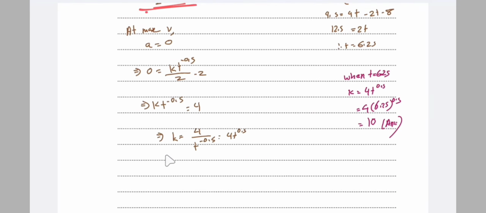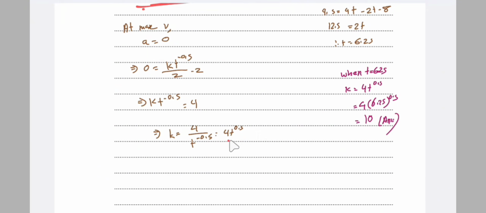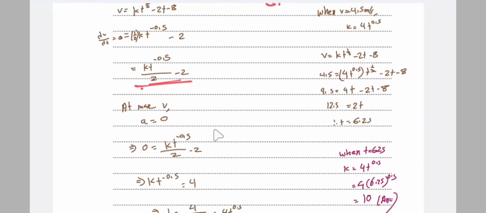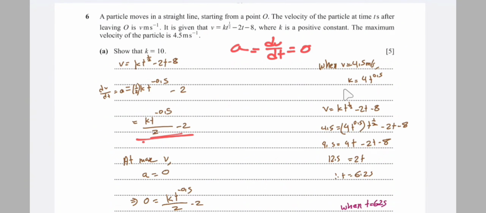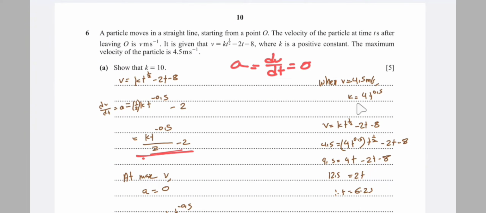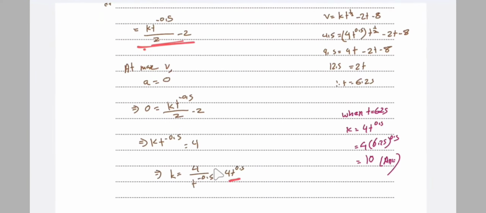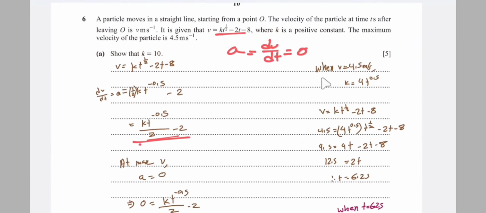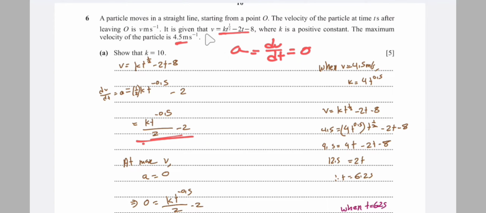So after calculating, we get the value of k, that is in this format, 4 t to the power 0.5. Now we know this expression. Now we can substitute this value of k in the given expression, and also we know the velocity, so we can substitute the value of velocity in this equation, and after solving we get the value of time as 6.25 seconds.